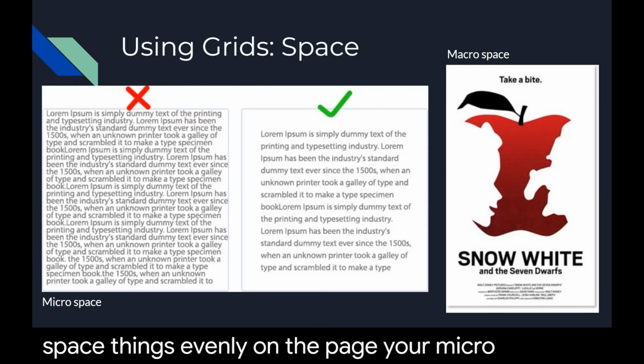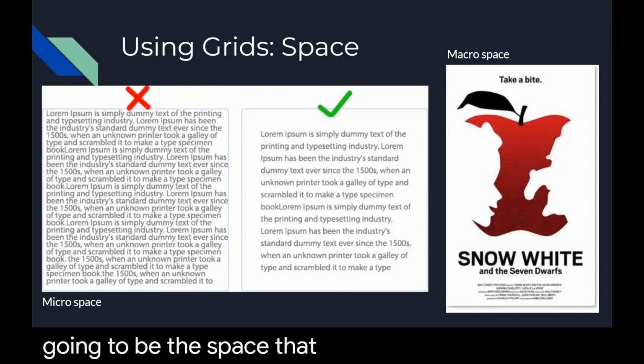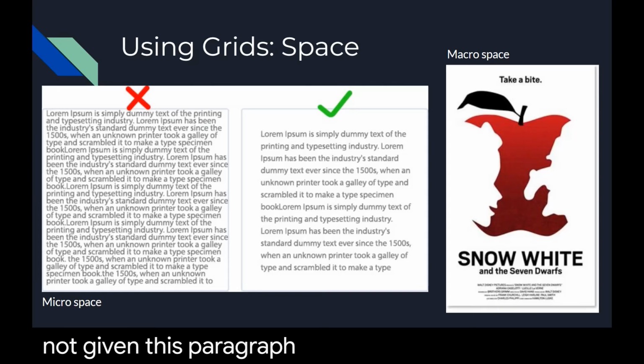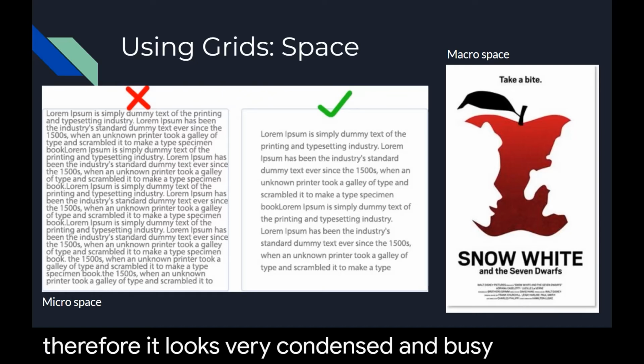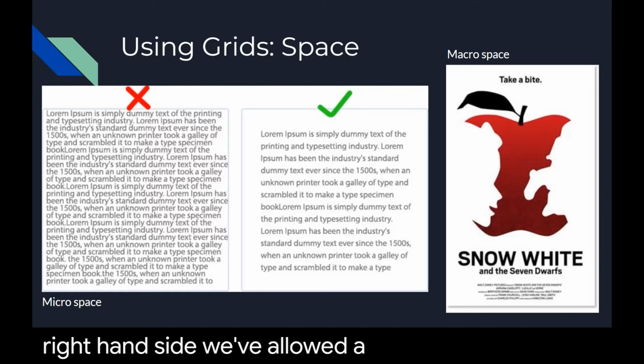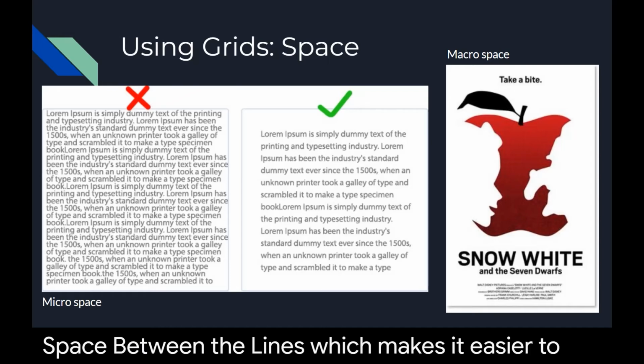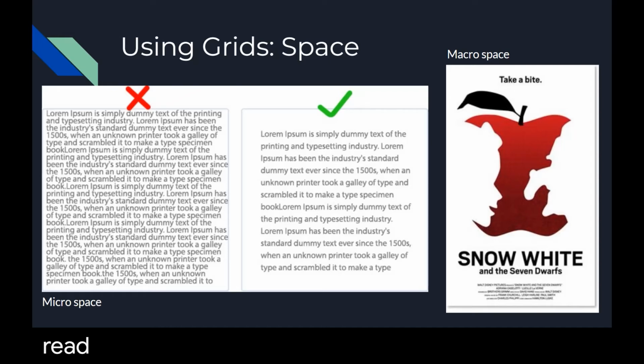Your micro space is going to be the space that is between lines of text. On the left of your micro space, you can see that we have not given this paragraph much micro space, and therefore it looks very condensed and busy. On the right-hand side, we've allowed a little bit more micro space between the lines, which makes it easier to read and feels less cramped.